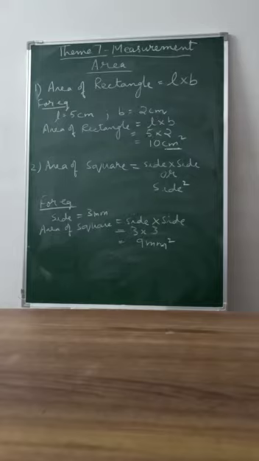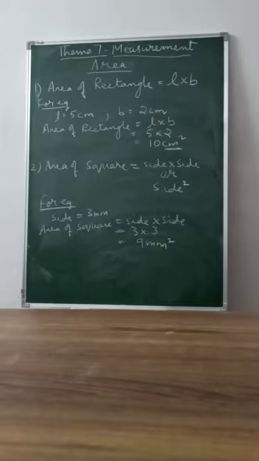Now first let us take area of rectangle. If you see on the blackboard, I have written area of rectangle is equal to length into breadth. That L is for length and B is for breadth. So if I have a question saying that length of rectangle is 5 centimeters and breadth of rectangle is 2 centimeters and I have to find the area of the rectangle, then what we will do?